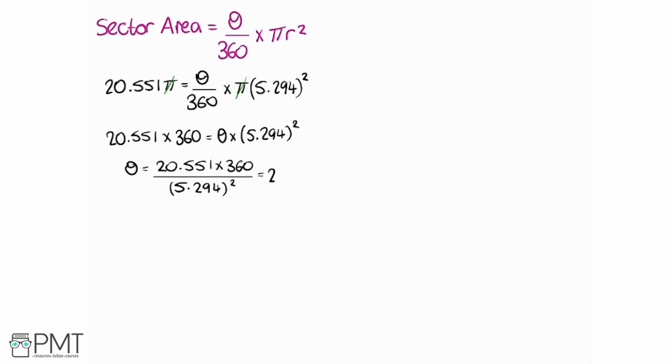And that gives us 263.978 to 3 decimal places. Well, we want the answer to 3 significant figures. So it's going to equal 264 degrees to 3 significant figures, which is our final answer.